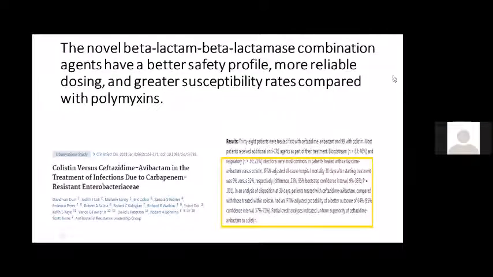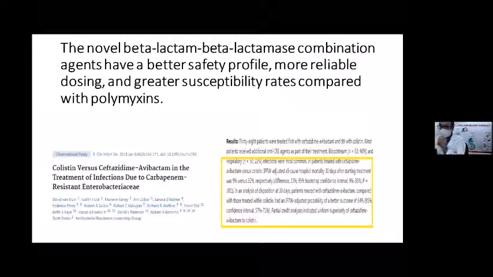Now, as I've discussed, it is being said that if the MIC of these BLA combinations is near to the breakpoint, in that case it is always advisable... sorry, in this slide I'm displaying something else. I'm saying that we should not choose polymyxins over this BLA combination. They are always superior to polymyxin. So polymyxin should not be a first choice of treatment if we are encountering CREs.